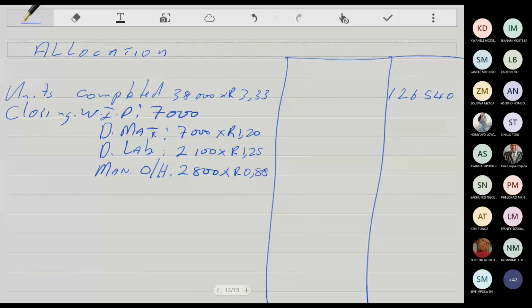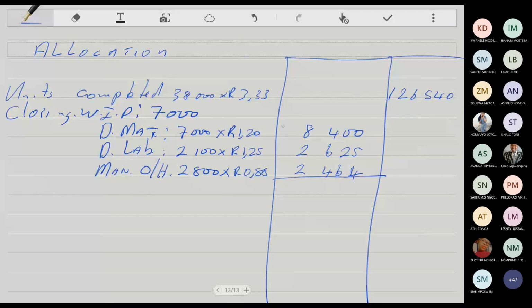So 7,000 times 120 gives us 8,400. 2,100 times 125, on this side, gives us 2,625. The last one, 2,800 times 88 cents, you've gotten 2,464.